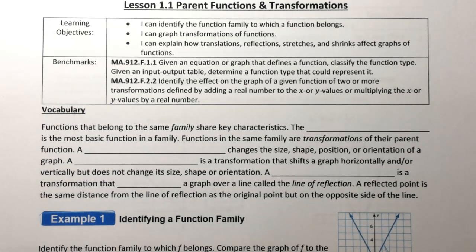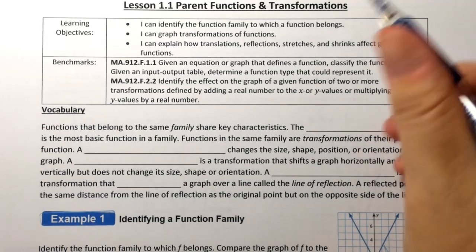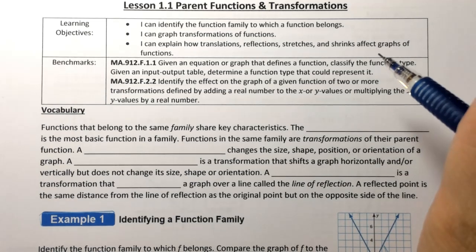By the end of this lesson, you should be able to identify the function family, graph transformations of functions, and explain how translations, reflections, stretches, and shrinks affect the graphs of the functions. By now, you should be able to already identify the function family because we worked on the review characteristics and listed out the different types of graphs. So you should be able to say you can do that part, and then we're going to now work on the next.